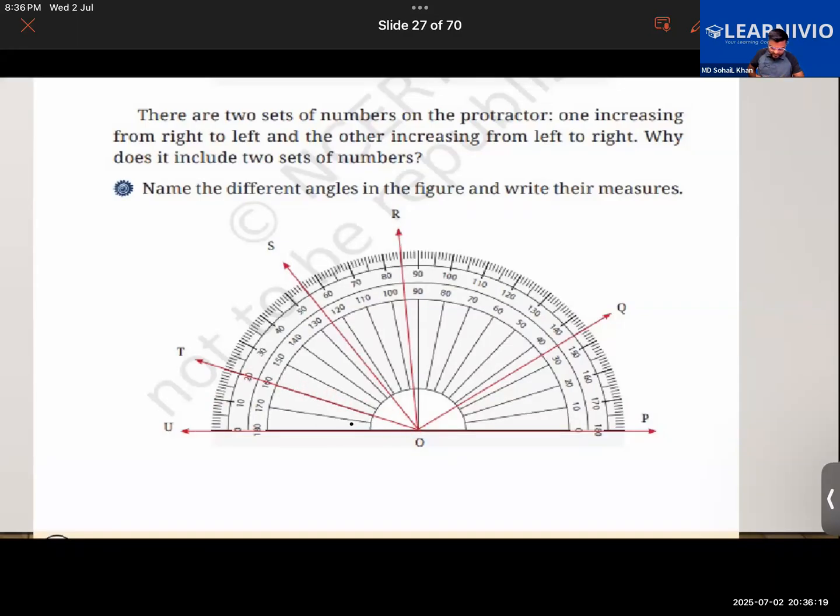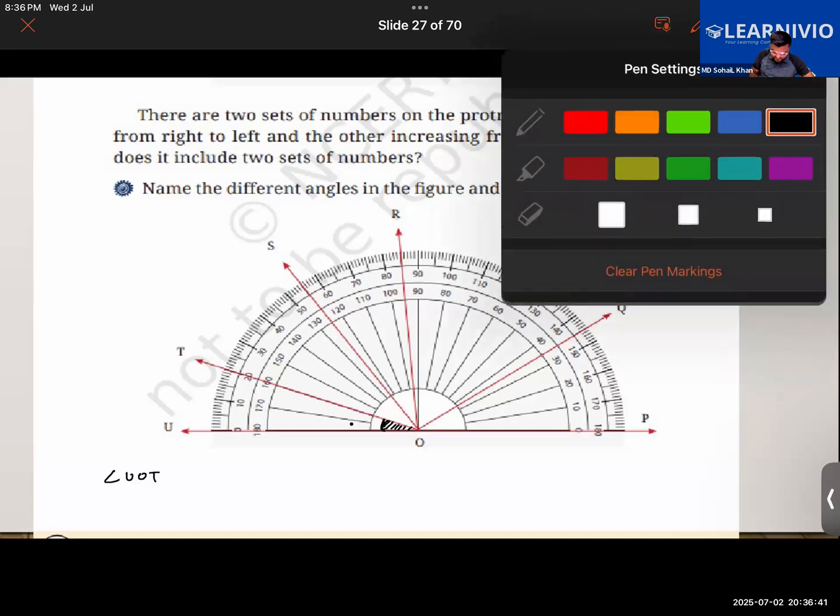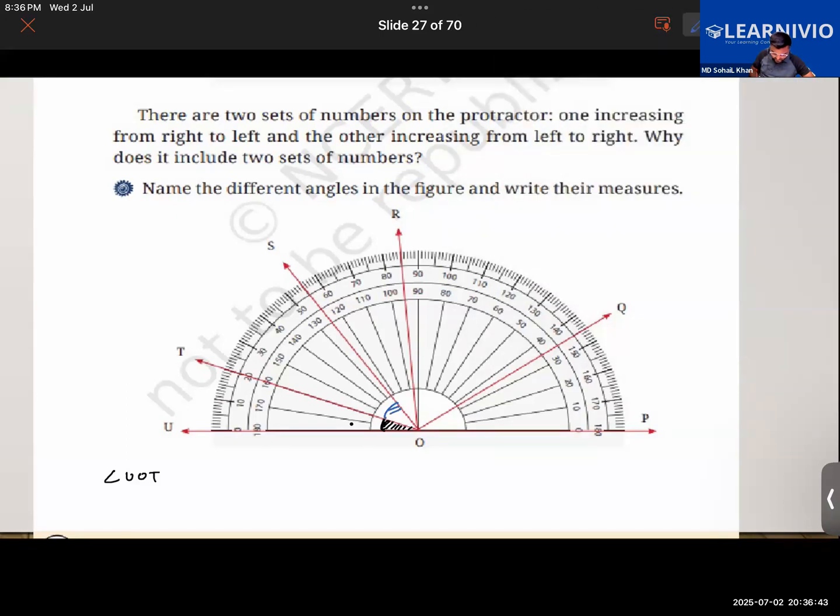Tell me. How would you name this angle? Yes, Nafis? Laksh? Angle UOT. Good. Okay, next is this angle. How do you name this one? Angle TOS or SOT. Let's call this angle TOS. Okay. Next, angle SOR. Good.